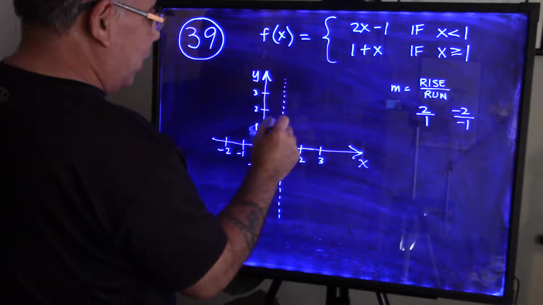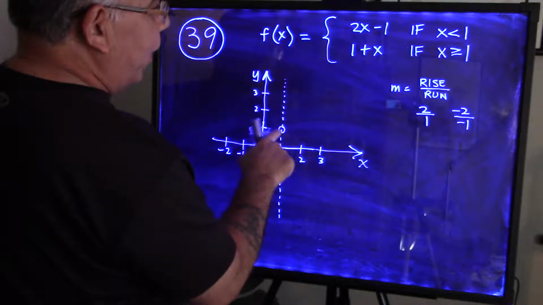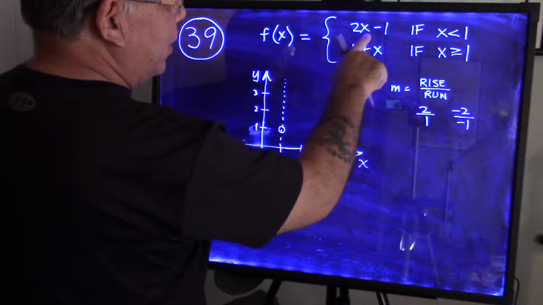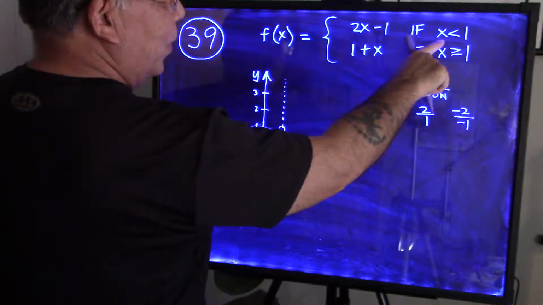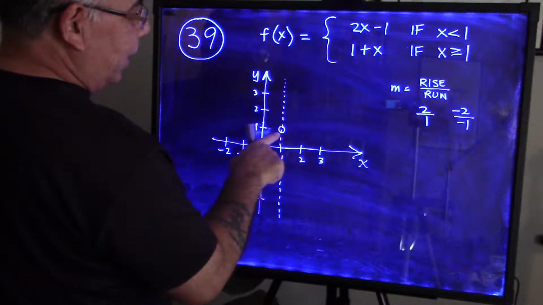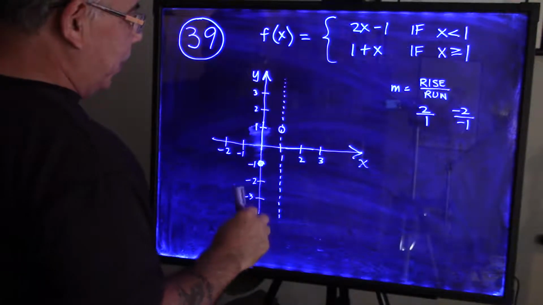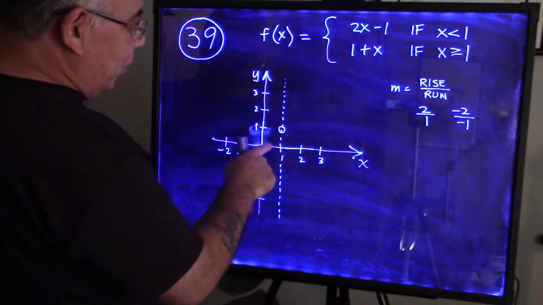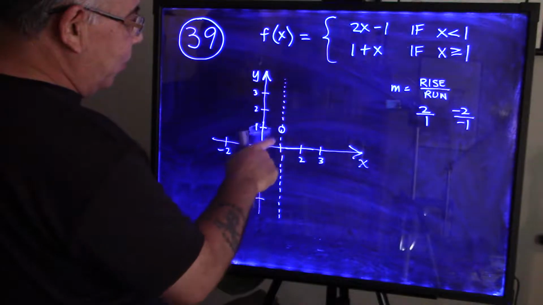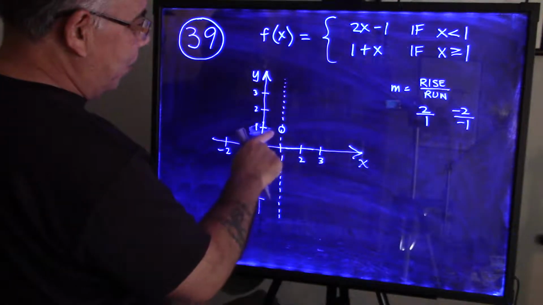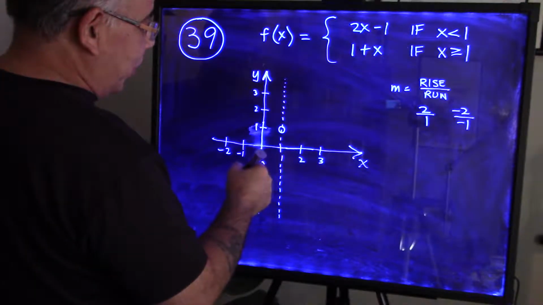Now you cannot include that point because for this part of the graph, that applies if x is less than 1. So you can't include x equals 1 here. Okay? But anyway, you can connect these two circles or 2 dots with a straight edge. You really don't need to separate it here, but you can connect the dots and draw your line.